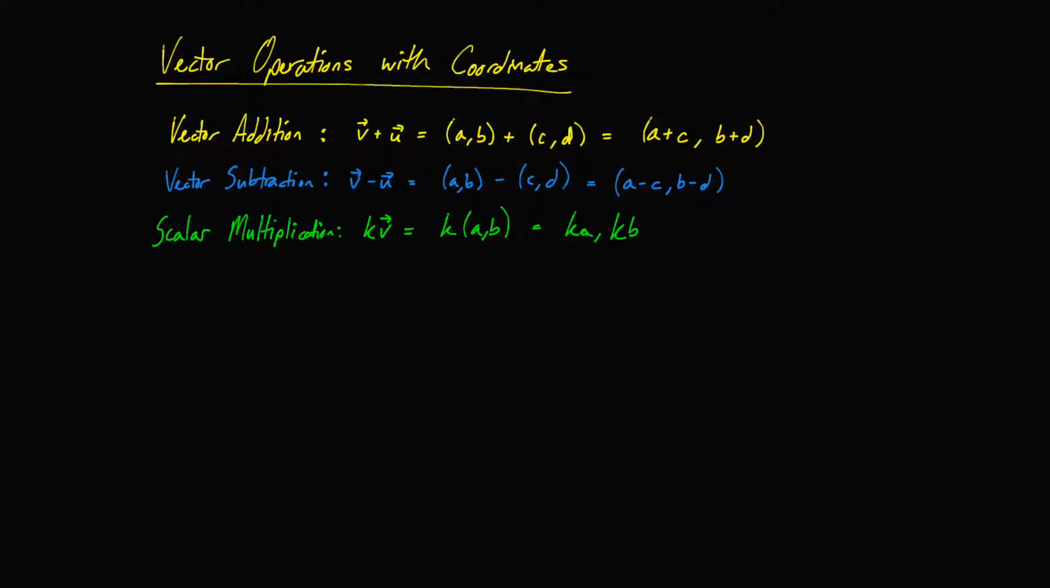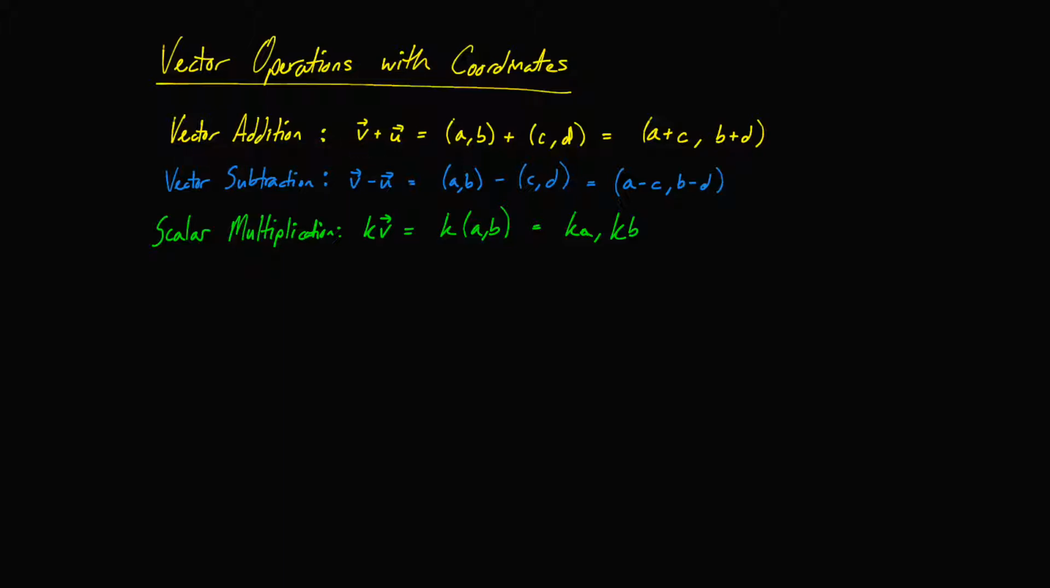So for our vector operations with coordinates, we have 3 different types here. We have vector addition, vector subtraction, and scalar multiplication. I'll talk about all 3 slowly, but please take a moment to try and copy this down. Okay, going forward, vector addition, I'm going to walk us through.